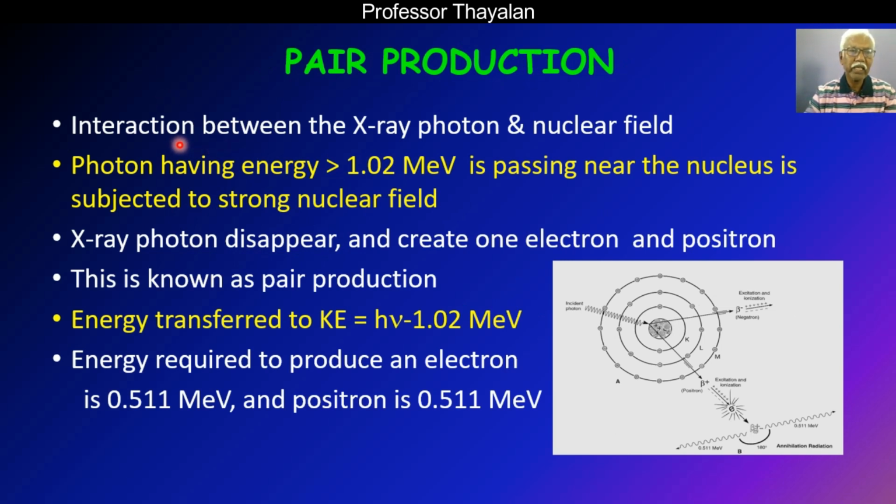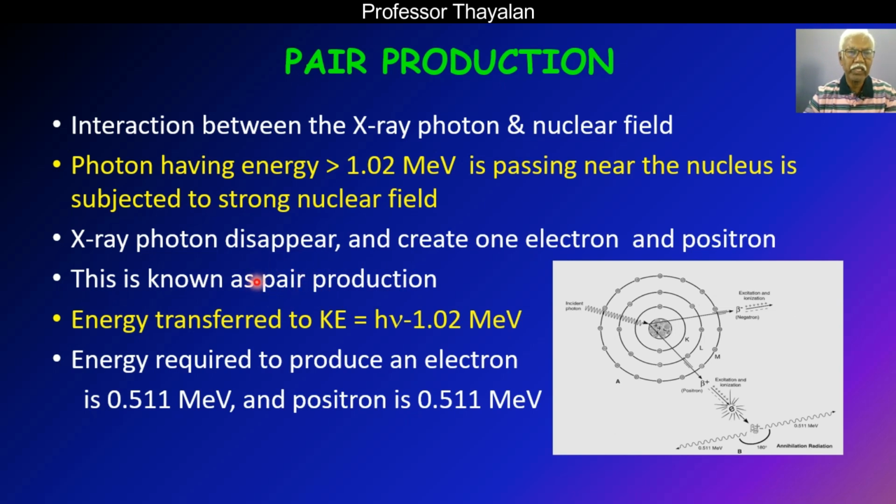In pair production, the interaction is between the X-ray photon and the nuclear field. A photon having energy greater than 1.02 MeV passing near the nucleus is subjected to a strong nuclear field. For example, if you take the photon here and this is the nucleus, this is the K shell, the nuclear field is between the nucleus and the K shell. It interacts here where it experiences a strong nuclear field. The X-ray photon disappears and creates one electron and positron here. The electron goes in this direction and the positron goes like this. This is known as pair production.